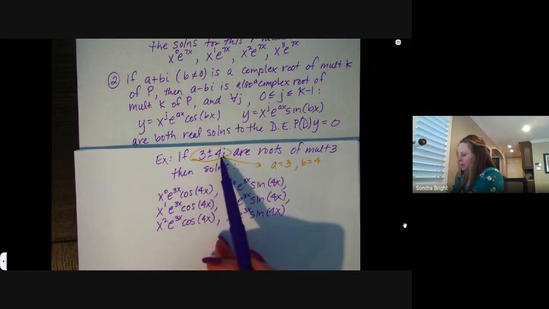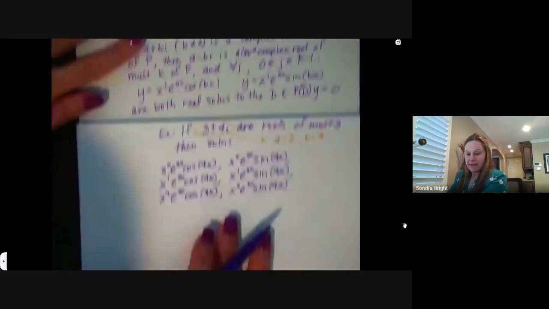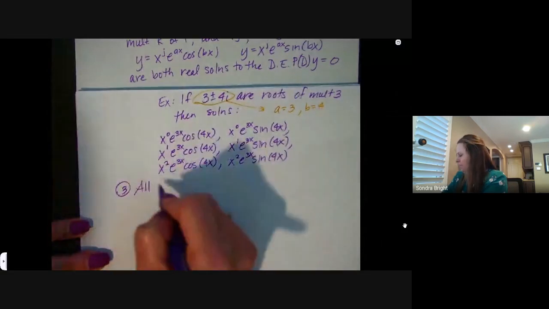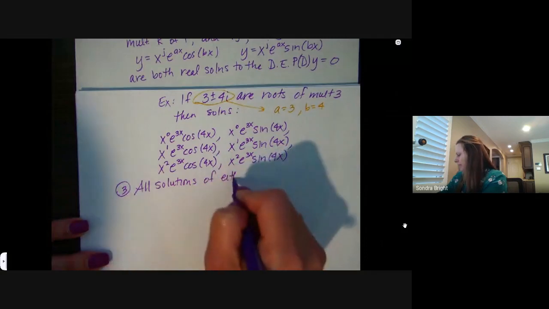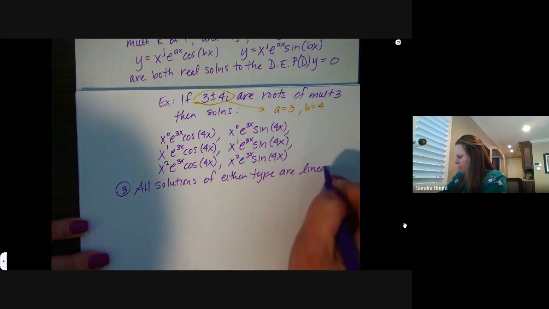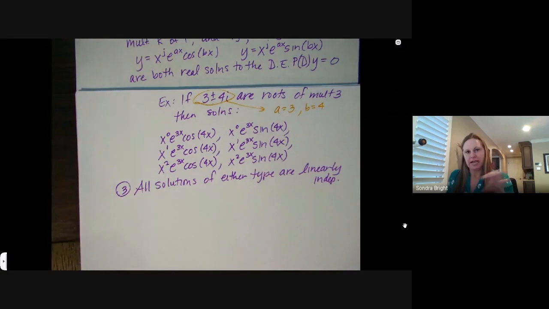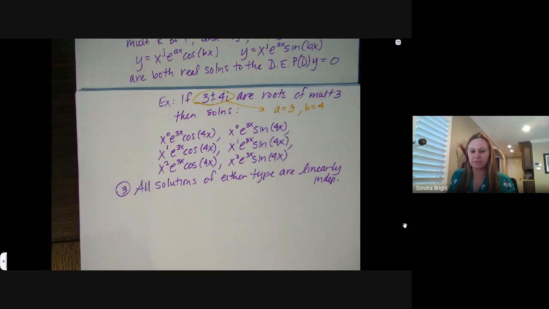All right, and then part 3 of this theorem states that all solutions of either type are linearly independent. And so that means we're going to write our solutions as a linear combination of all of these individual solutions. And linear combination means we're going to have constants times each of them. All right, so let's do some examples.